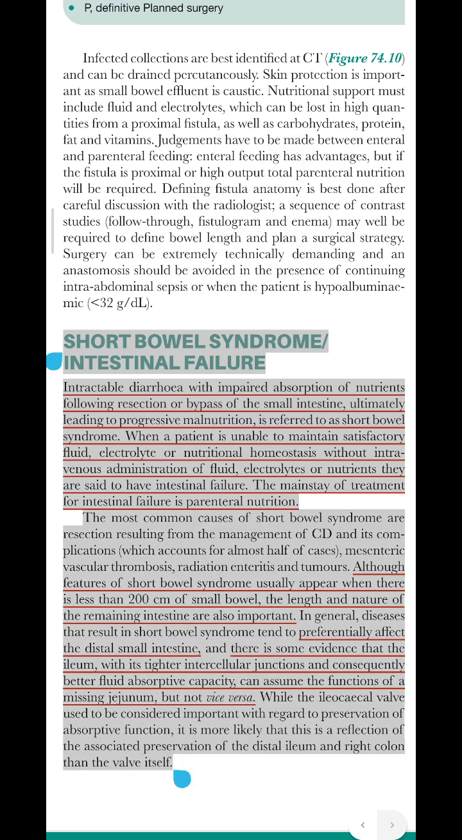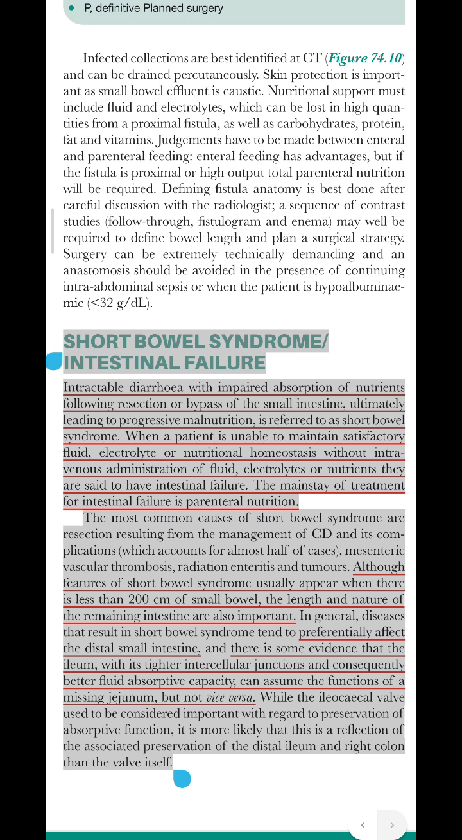Short bowel syndrome, intestinal failure. Intractable diarrhea with impaired absorption of nutrients following resection or bypass of the small intestine, ultimately leading to progressive malnutrition, is referred to as short bowel syndrome. When a patient is unable to maintain satisfactory fluid, electrolyte or nutritional homeostasis without intravenous administration of fluid, electrolytes or nutrients, they are said to have intestinal failure. The mainstay of treatment for intestinal failure is parenteral nutrition.